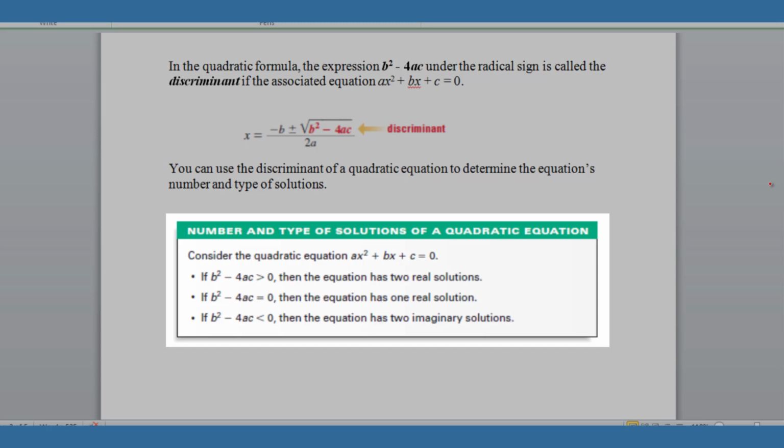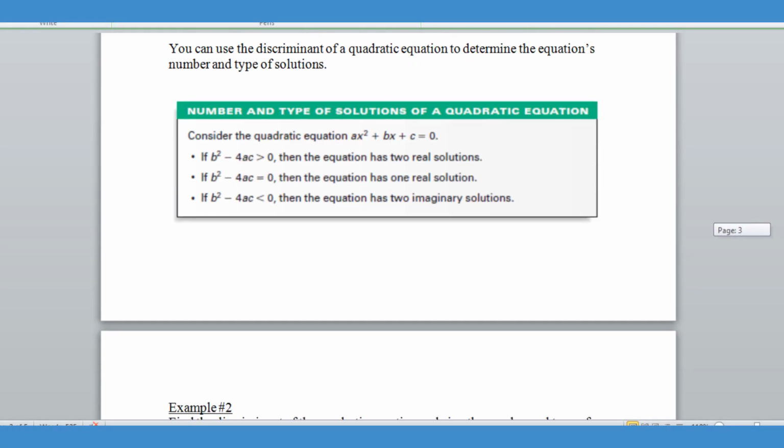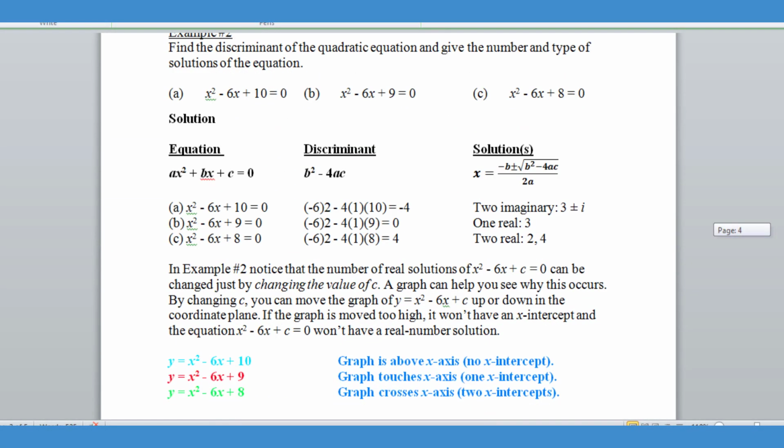So if we look at an example, I'm giving you a nice one here in example 2. You can see we have 3 different problems, and all we've basically done in these 3 problems is change the c value. If you take the discriminant of each of them, changing that c value changes what the discriminant is equal to and then what the solutions are. You can see the difference there.